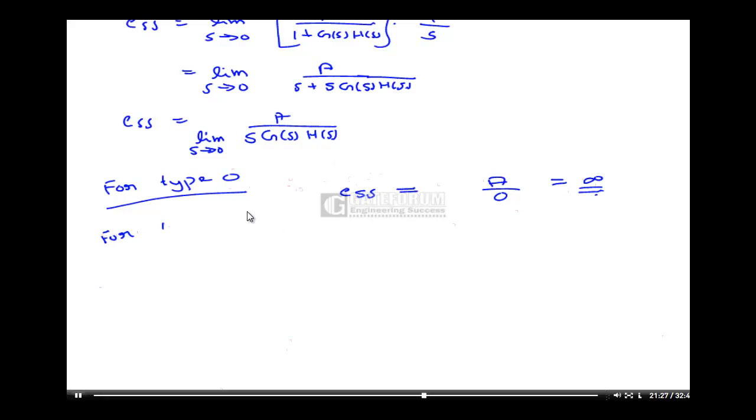For type 1, okay, in this for a type 1 system, there will be a single pole in the denominator, a single pole at the origin. That means this s and this s will get cancelled, and I will have A upon Kv, where Kv is equal to the limit s tending to 0 of s G(s)H(s).